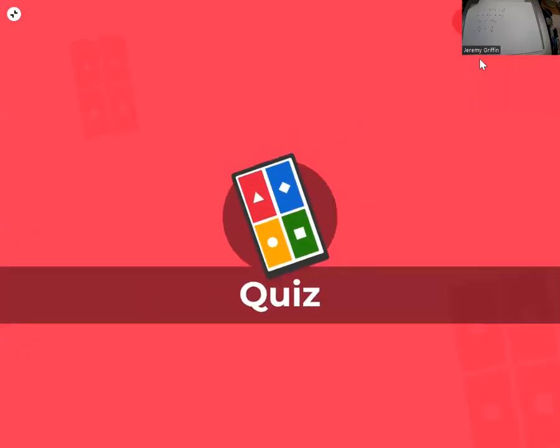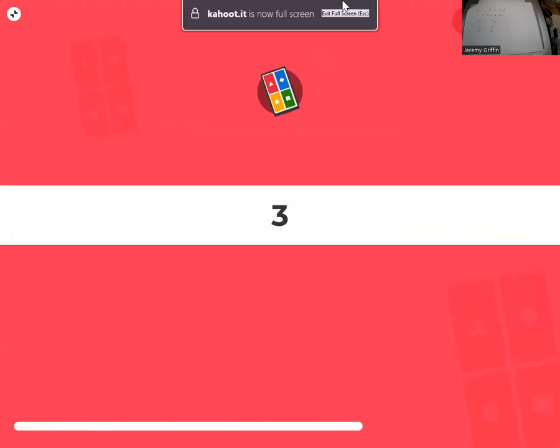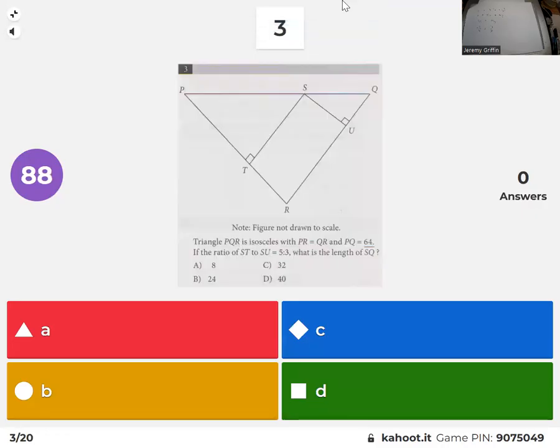Next. Number 3. Isosceles. So the giant triangle is isosceles. That means that 2 of the sides are the same. PR equals QR, and PQ is equal to 64. So this top side is equal to 64. If the ratio ST to SU is a 5:3 ratio, what is the length of SQ?